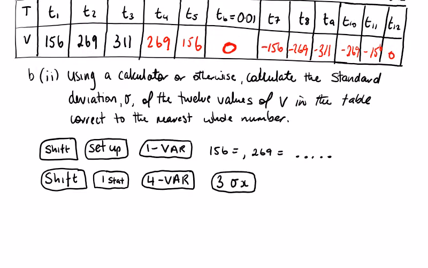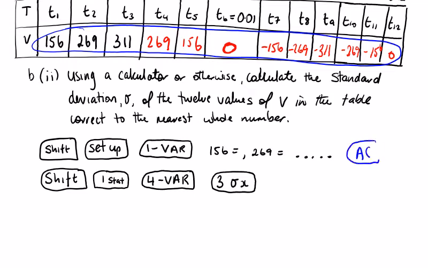B part 2 of this question, really simple. If you've practiced using your calculator, a lot of people, you'd be amazed, don't practice enough with their calculator and get to an exam and they just can't do it. So standard deviation on a calculator, if you're using a Casio, shift setup will bring you into a list of things. One variance, we just need to type in one set of data here. We don't have 2 sets, so just one set. And then you type 156 equals 269 equals and so on till you get to the end. Then you press AC to clear off that screen.